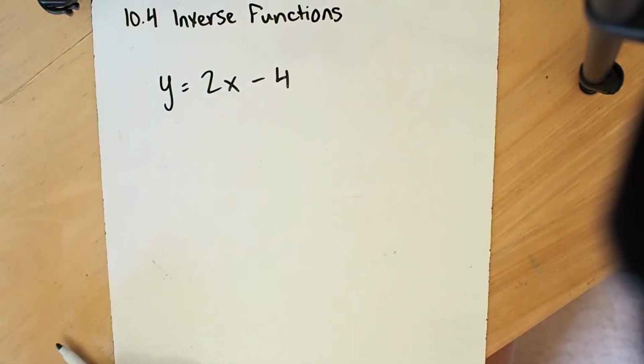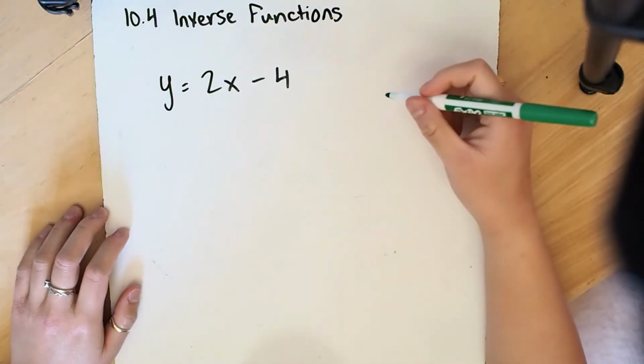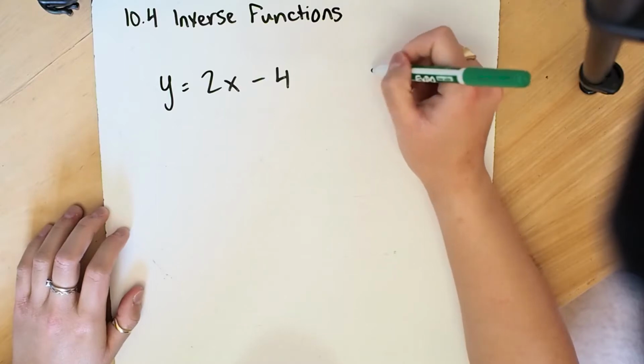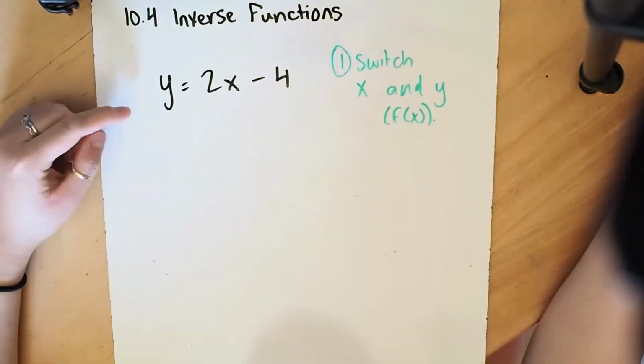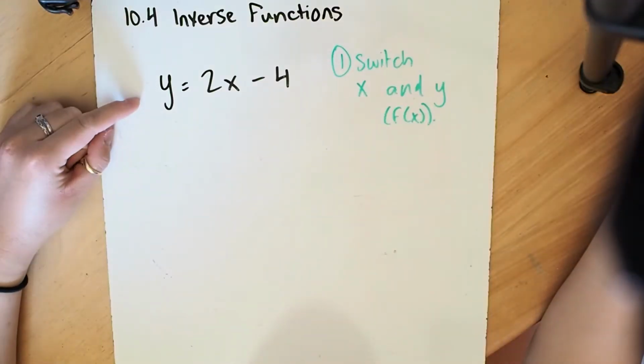Today we're going to be talking about inverse functions. An inverse function basically happens when you take the x and the y values and switch them. So here's my example function. I have y equals 2x minus 4.